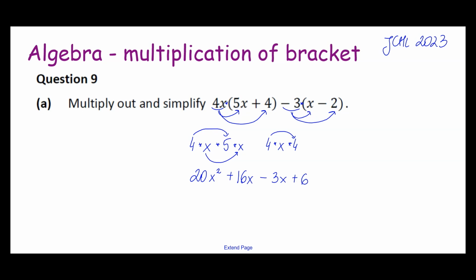Now, the only other thing I can do here is that I have 16 of x's and minus 3 of x's. So together I can say, therefore, 20x to the power of 2, that's it. Nothing can be done with that. But 16 minus 3, if we put that in the calculator and press equal, we get that that is 13x and then plus 6. And that's all I can do.